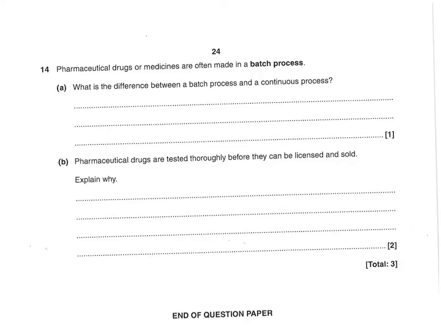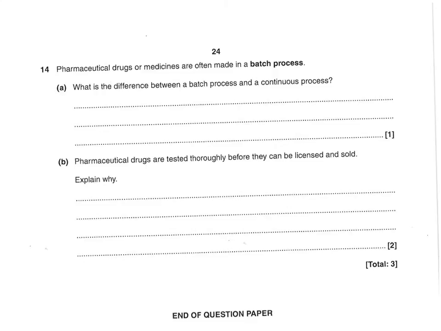Next question, pharmaceutical drugs or medicines are often made in a batch process. What's the difference between a batch and a continuous process? This has come up before in a previous one. Because you need to have 1 point, you can say a continuous process takes place all the time, whereas a batch process is not done 24/7. So one of those. Just say a continuous process takes place all the time, whereas a batch process does not.